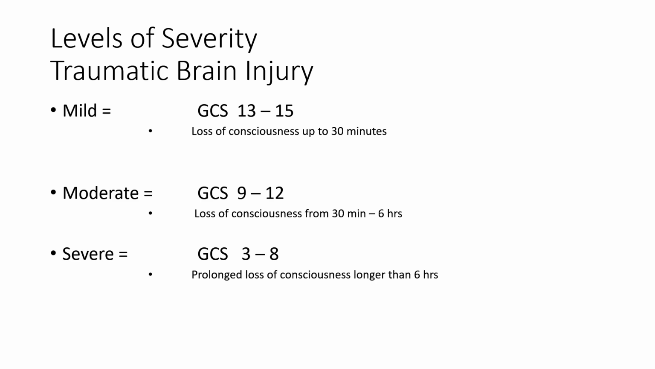A moderate traumatic brain injury means they have a loss of consciousness from 30 minutes to 6 hours, and their symptoms can be permanent. They can recover, but sometimes they have lasting deficits. A severe brain injury means that they have a prolonged loss of consciousness longer than 6 hours. They may have a more limited recovery, and they may have a permanent disability. And you see the Glasgow Coma Scale scores that are associated with each level.